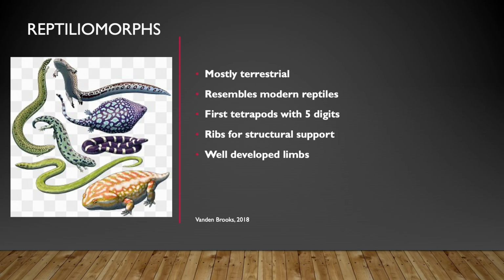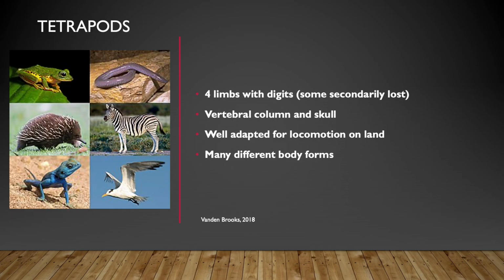Reptiliomorphs are almost completely terrestrial animals and resemble modern reptiles. They also are the first tetrapods with 5 digits. They had well-developed limbs and ribs to support their body structure on land. Citation Vandenbroek 2018.